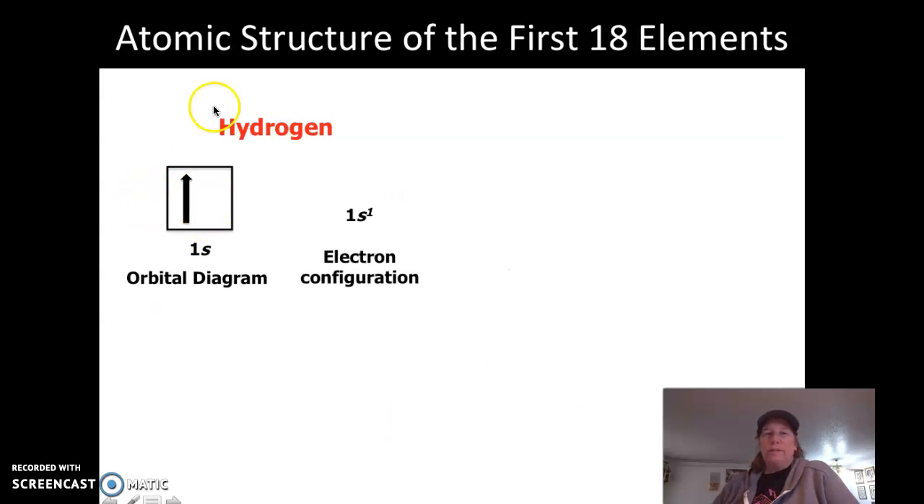So this is the orbital diagram for hydrogen, 1s. Again, I just do a line, I don't do a whole box. I have my one electron, it's in the 1s orbital. This is the electron configuration. Instead of writing 1s with an arrow, you just write 1s1. You use an exponent to tell you how many electrons are in that.